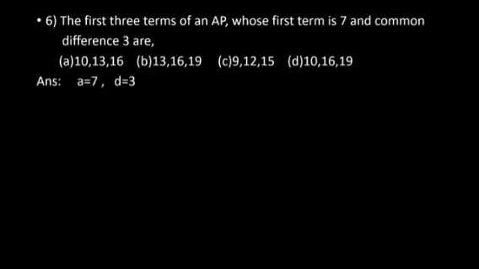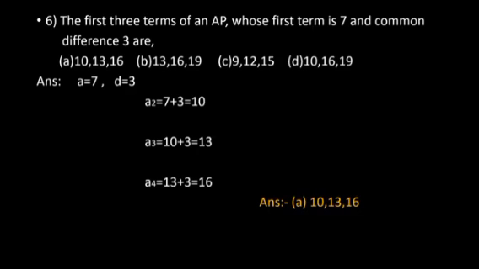Now we need to find the second term, because a is the first term. For the second term A2, we add A1 with the 3, that means the difference. A2 is equal to 7 plus 3, we will get 10. Now we need A3, the next term. A3 we can get by adding A2 with d, that is 10 plus 3, equal to 13. For A4, like that only, we add A3 with d, we get 13 plus 3, equal to 16. So therefore, the correct answer is option A, 10, 13, 16.